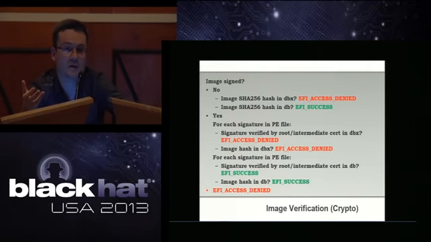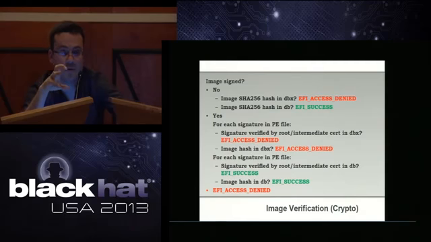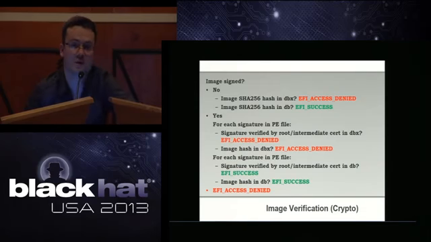If the image is signed, then the code goes through all the signatures, because a PE image can have multiple signatures. If it finds any signature which is verified by a root or intermediate certificate in the prohibited database, or if the hash is in the DBX, then it prohibits the image. If none of the signatures are in the prohibited database, it checks all the signatures again, and if any signature is verified by a root certificate in the allowed database, or the hash is in the allowed database, then it allows booting that image. In all other cases, the load is prohibited.